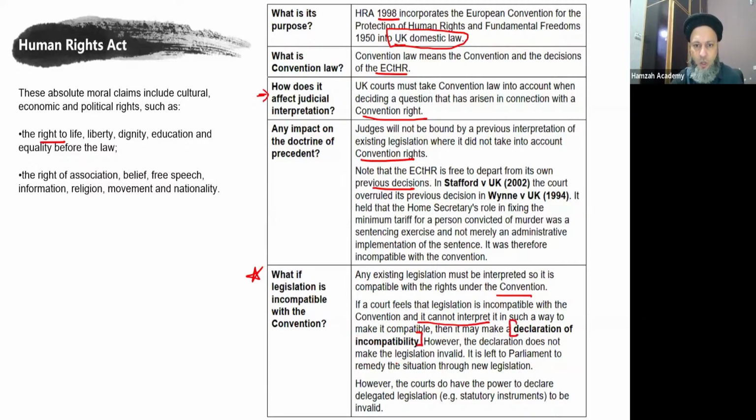However, the declaration does not make the legislation invalid. It is left to the parliament to remedy the situation. So you see, this is the main idea from this, which is tested. The judges cannot change the existing UK law.